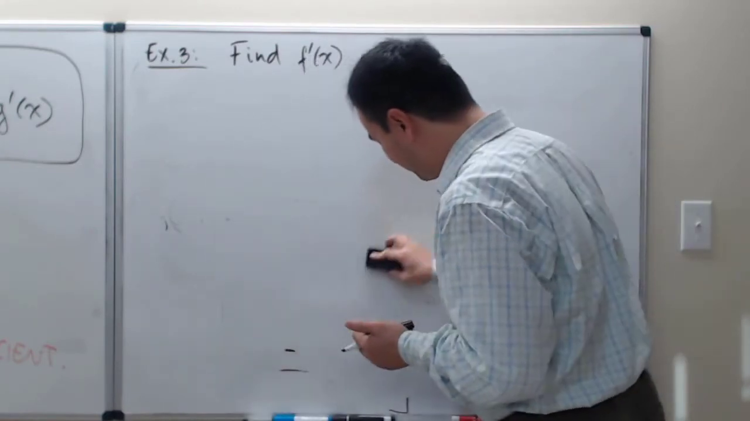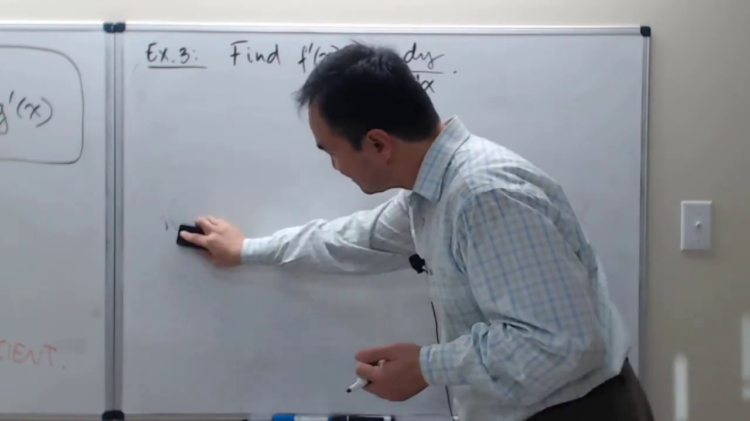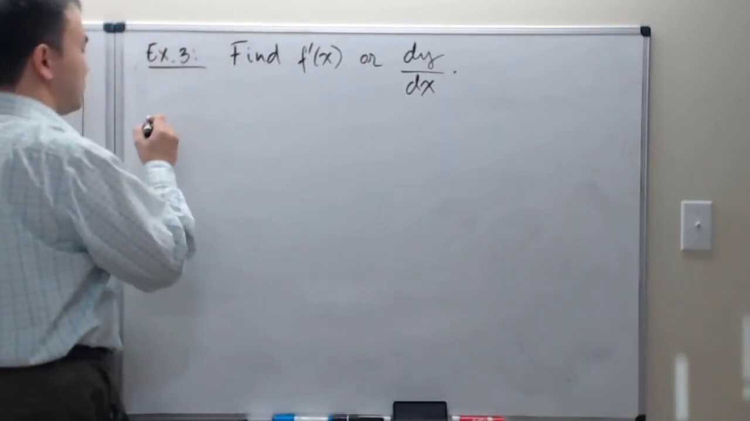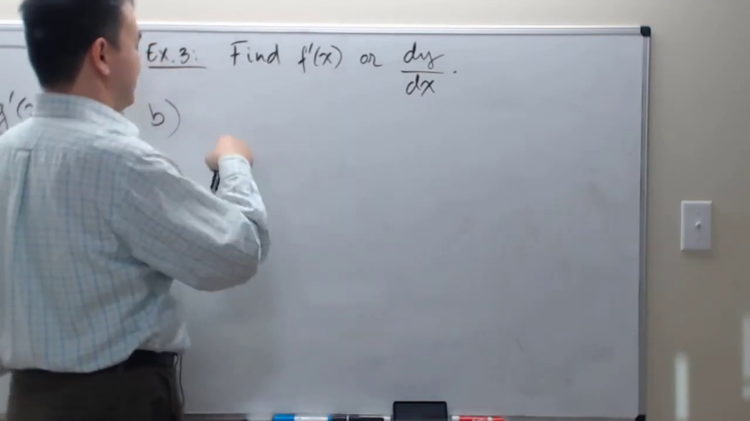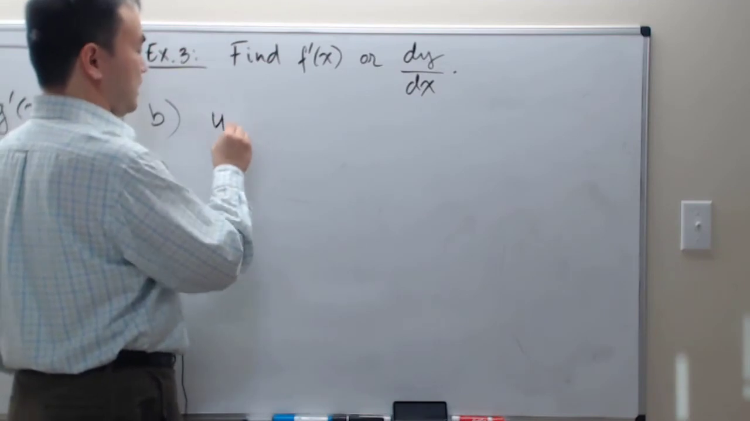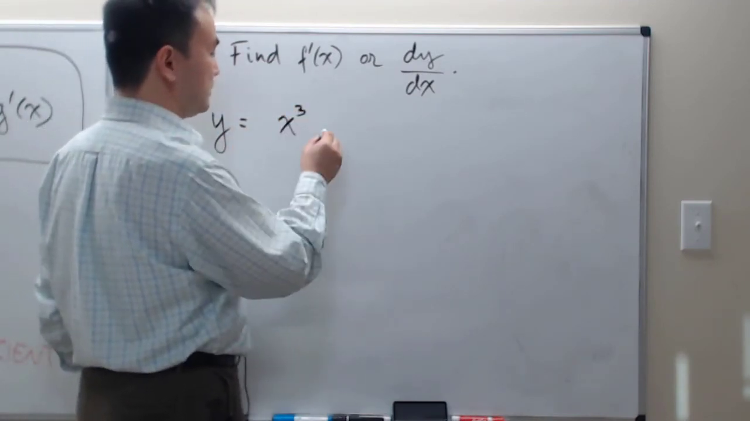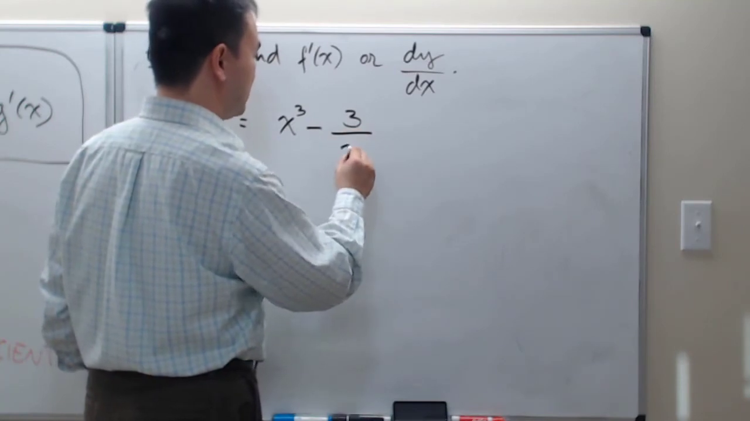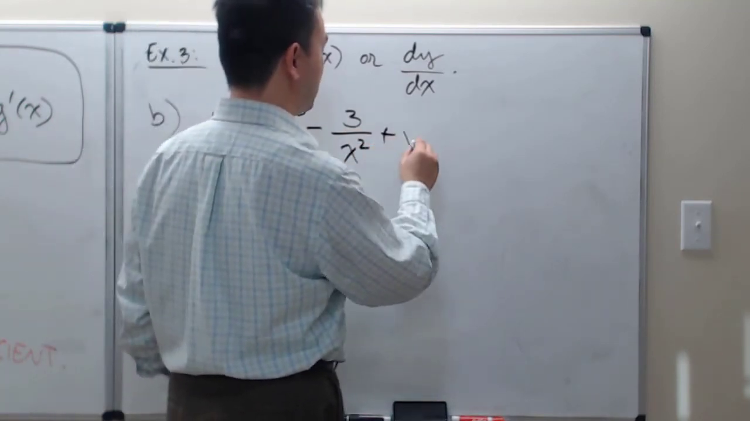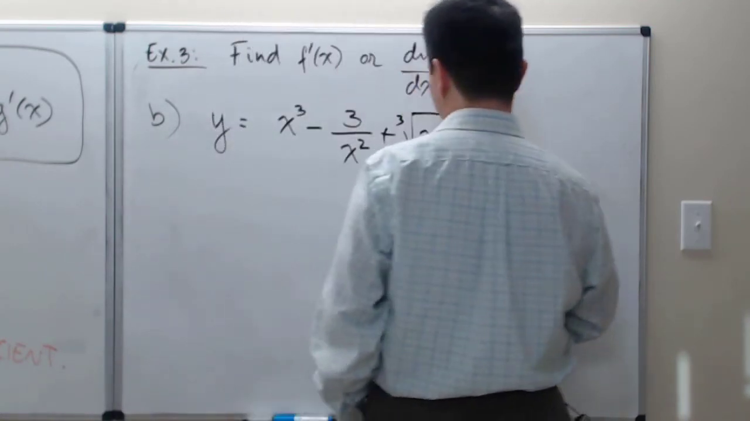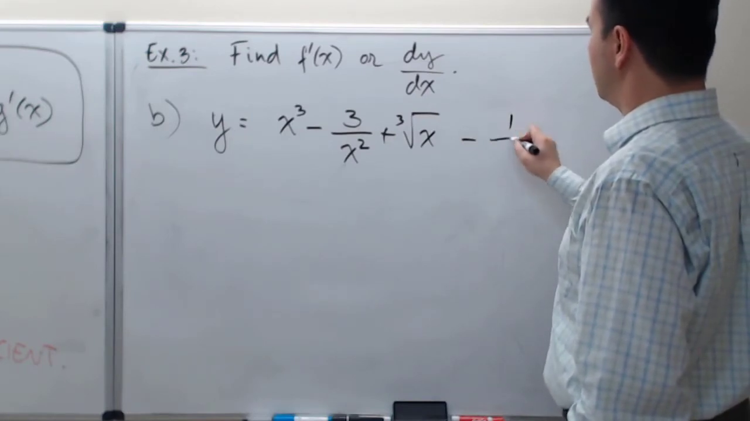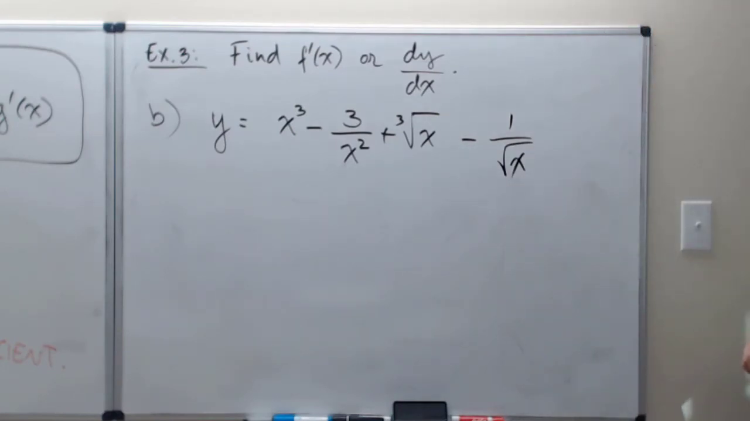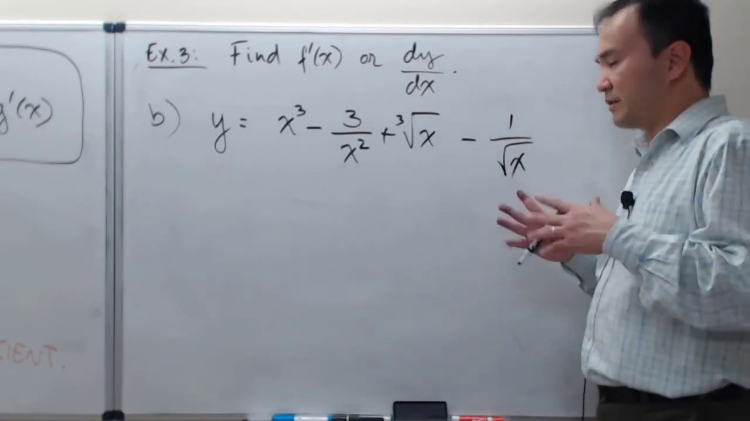Okay, and so let's look at another one. So y equals x cubed minus 3 over x squared, plus cube root of x, minus 1 over square root of x.